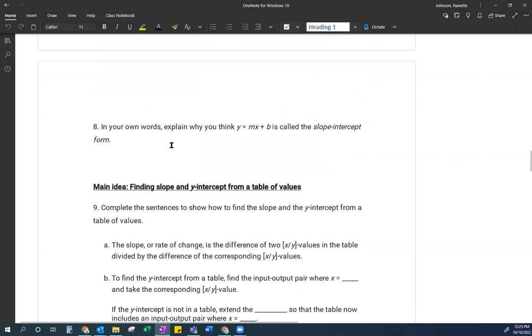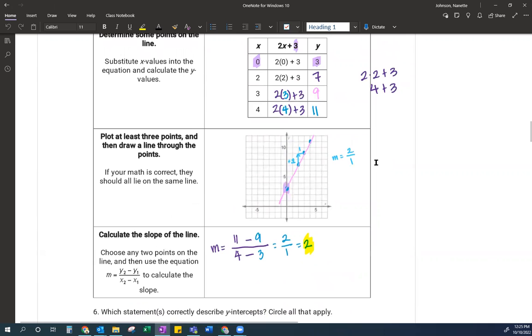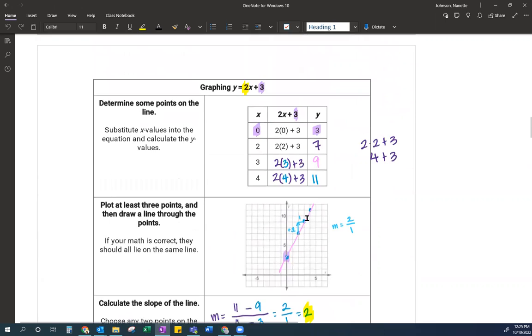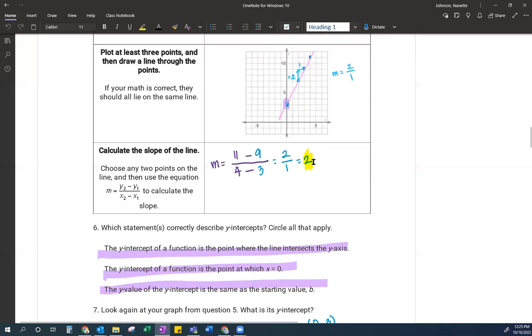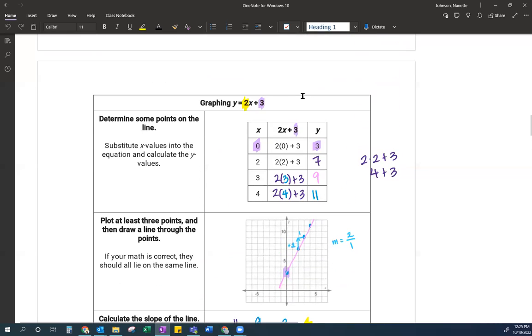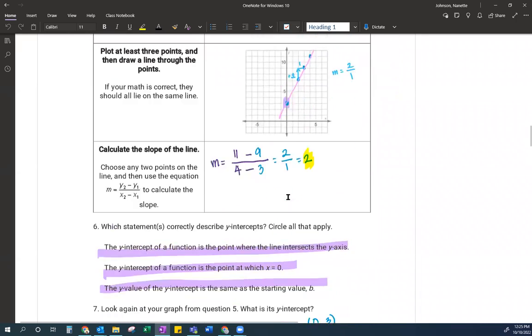Then it says, in your own words, explain why you think that y equals mx plus b is called the slope-intercept form. So hopefully you see why it's called the slope-intercept form, because like I said earlier, it's the 2 ingredients that you need in order to build this equation. You need the slope. Here's the slope. And you need the intercept. Here's the intercept.